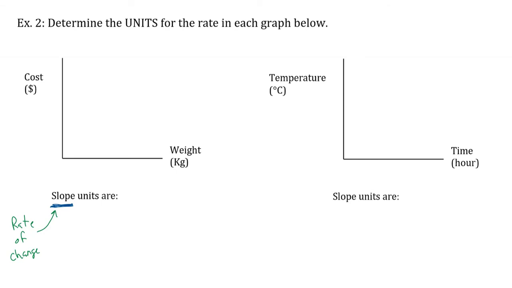So here's the trick about what you do. The units for the rate of change or the slope is always the units of the vertical axis over the units of the horizontal axis. So in this case, they are dollars per kilogram. And what is something that might be measured in dollars per kilogram? Maybe you can think of something.